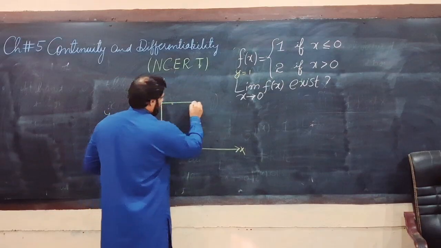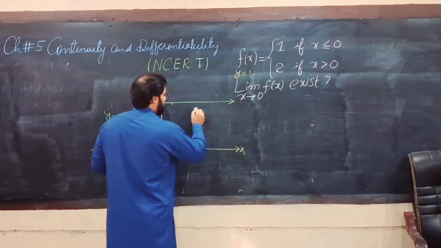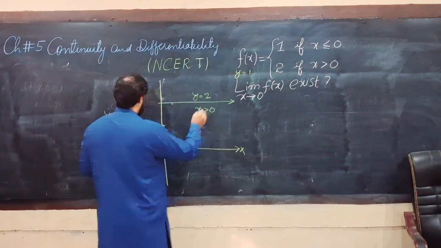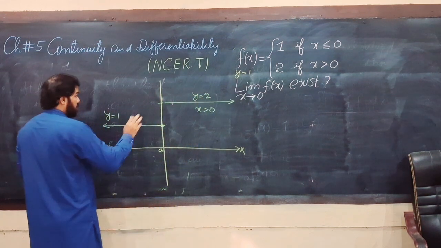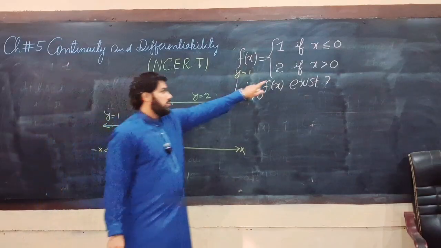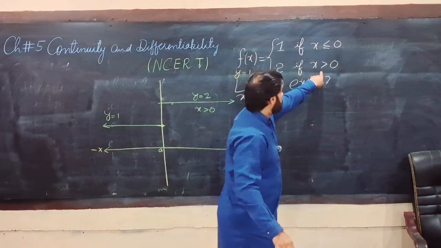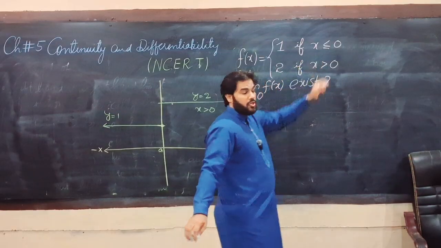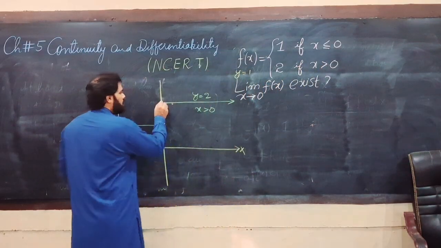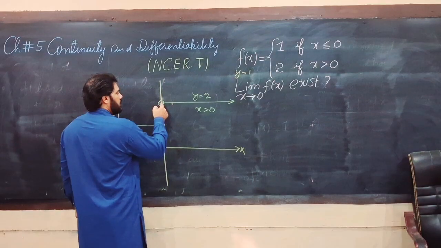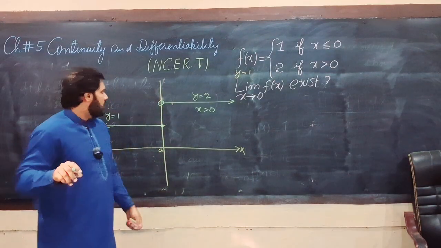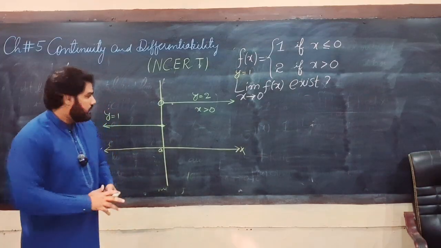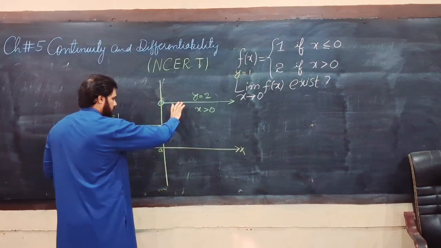Now in this part where your x is greater than 0, the height of the function is y is equal to 2 here, and the height of the function is y is equal to 1 there. Now it is important that x is equal to 0 is not included here, because this part has no equality sign. Equality sign is present in the first part. So we draw a circle here. Now graphically you can notice that the graph of the function has a jump.